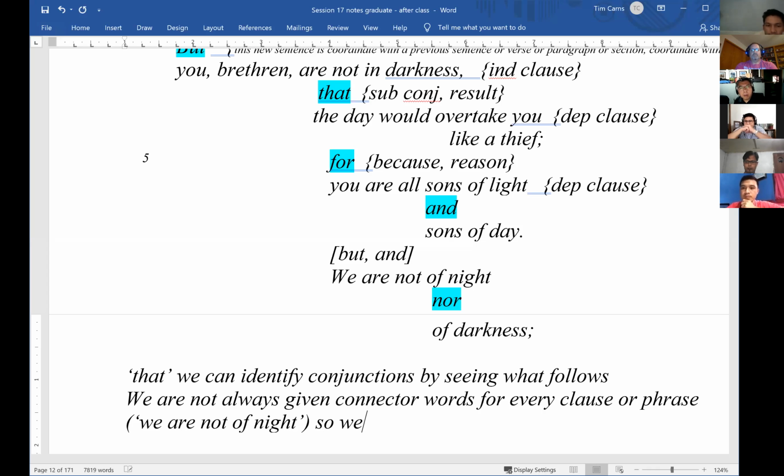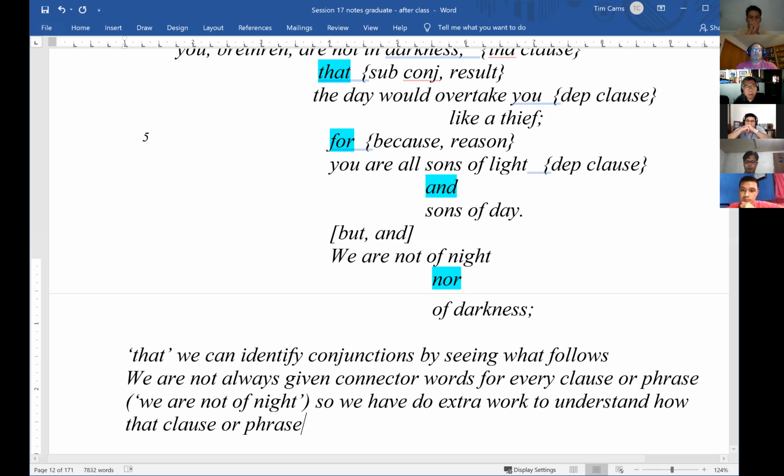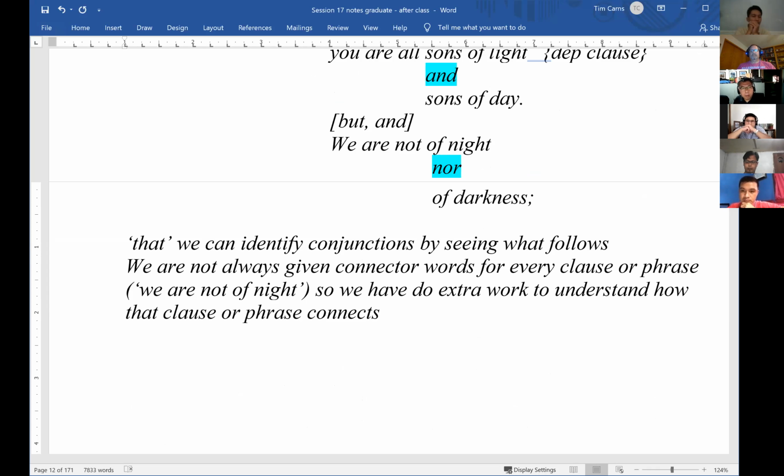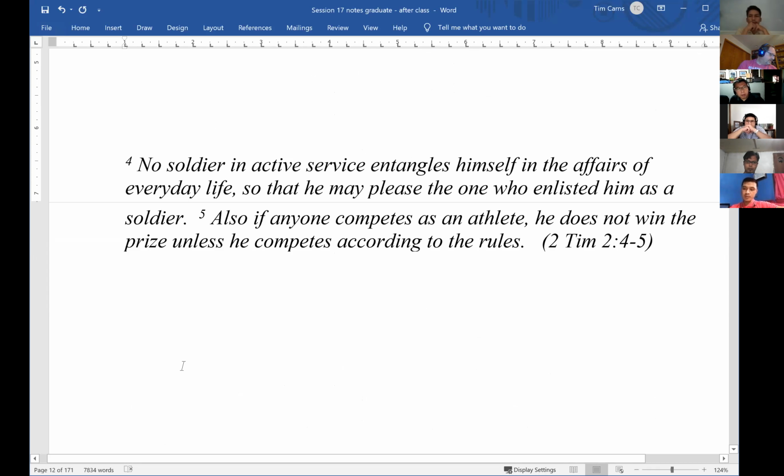Okay, so we have to do extra work to understand how that clause or phrase connects. But this is where, again, context will really help you, and looking for patterns and things like that. All right, let's move on to the next passage, unless we have any questions here so far. Hopefully that makes sense.